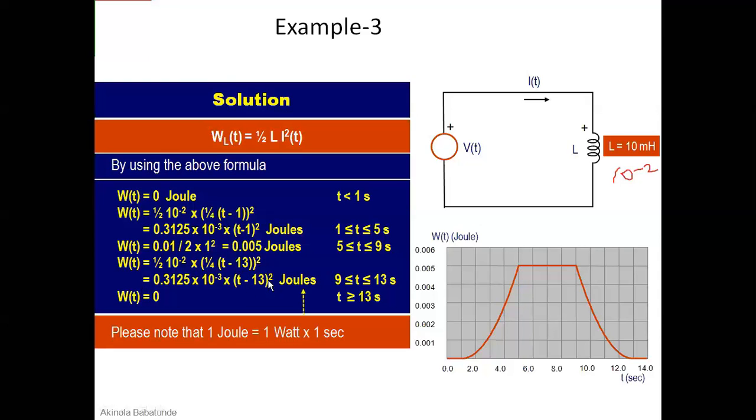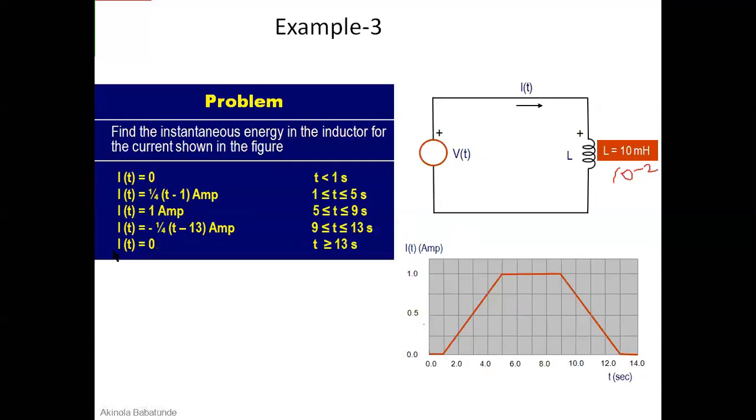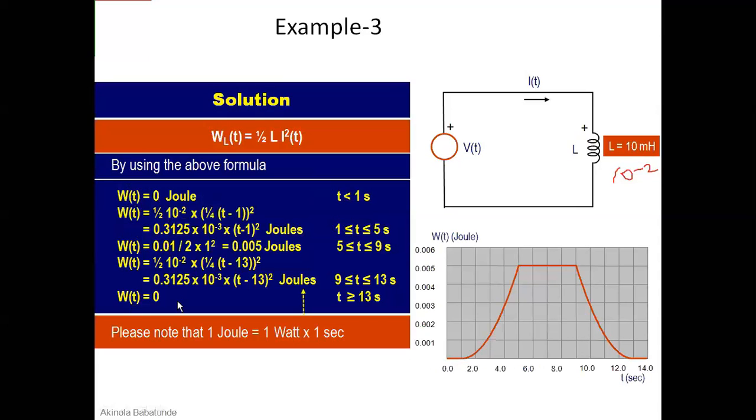Okay. So the last one, when current is 0. When current is 0, our energy is going to be 0 because you put 0 here. Everything here turns 0. So you have energy to be 0 in that range. At the end of the day, what you will find out here is that you get your energy as a function of time. Once you have that, we have our limits here.